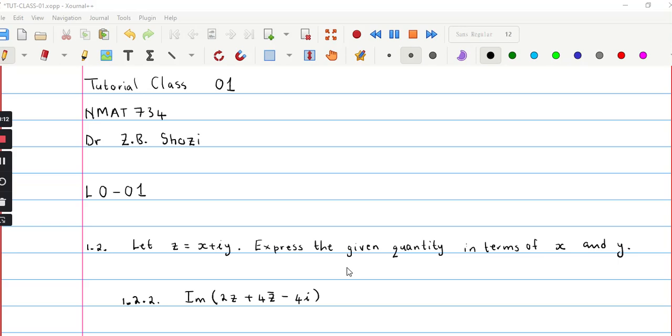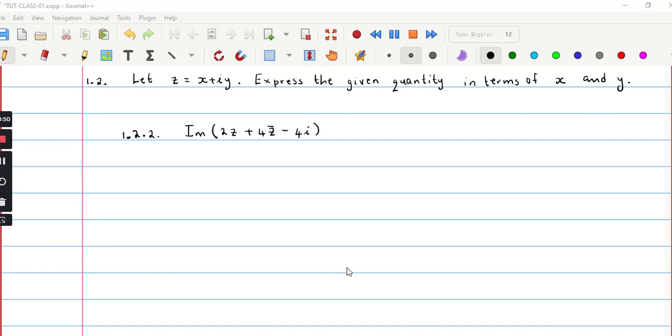And specifically we are going to look at problem 1.2.2. For this problem, we are told that z is equal to x plus iy, meaning it's a complex number since it has a real and an imaginary part. And we are supposed to express the given quantity in terms of x and y. The quantity is the imaginary part of 2z plus 4 times the conjugate of z minus 4i. So we are supposed to express that quantity in terms of x and y. So let's begin.